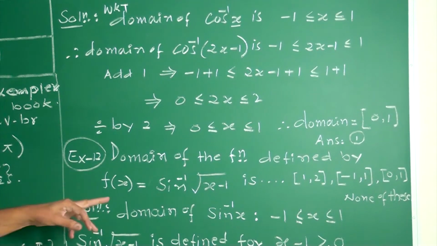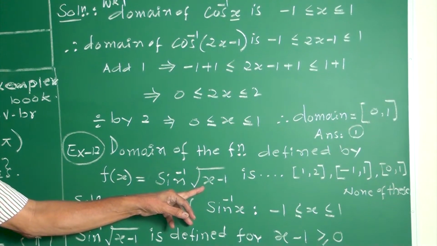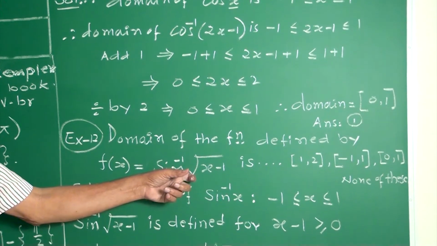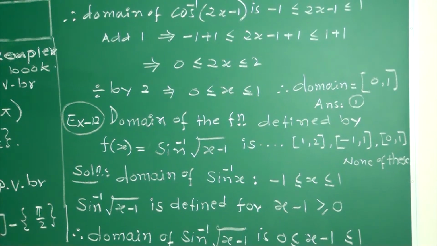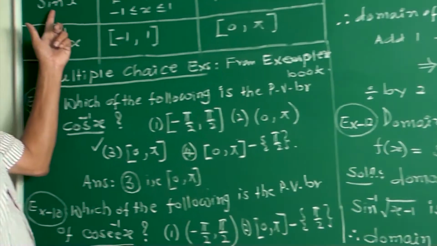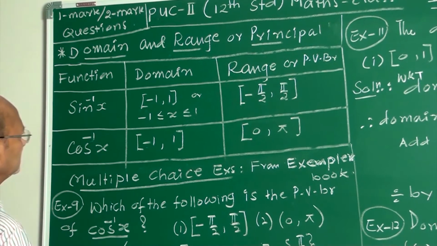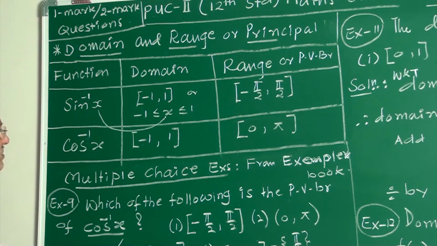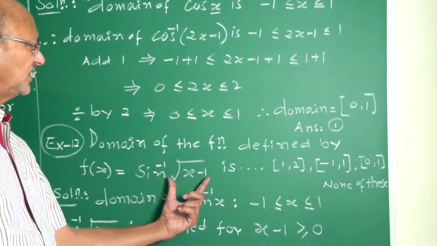Domain of the function defined by f(x) equal to sin inverse root x minus 1. Yes, my friends. For the sin inverse x, what is the domain? The domain is x lies between minus 1 and plus 1. But in this case, instead of x, it is root x minus 1.